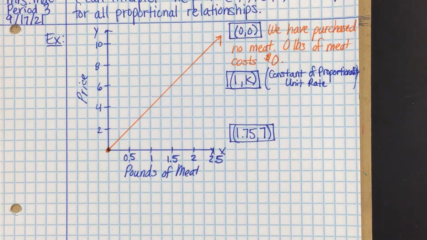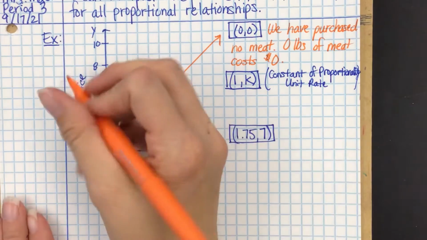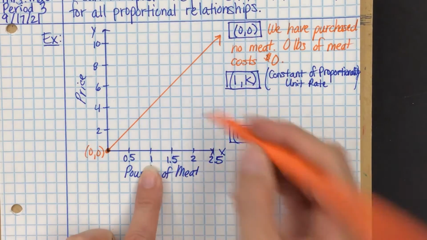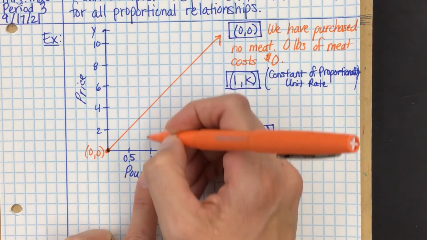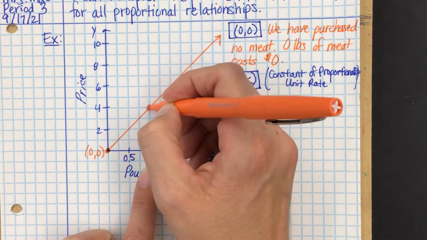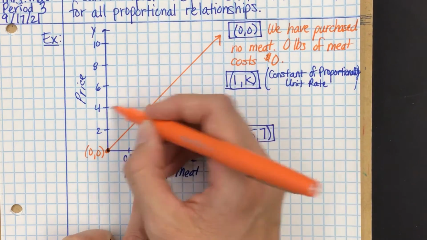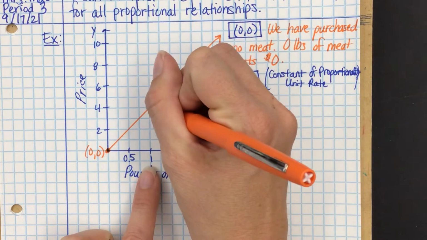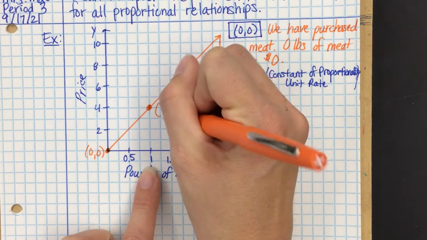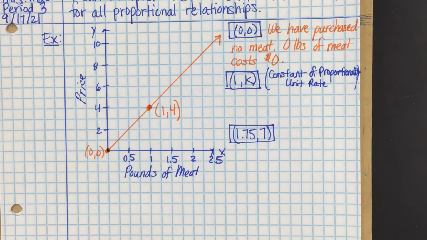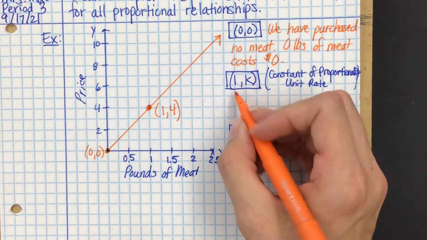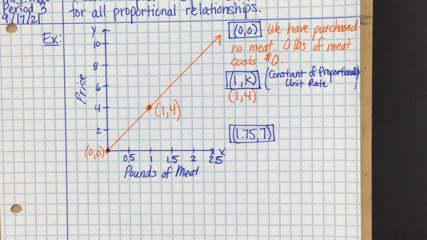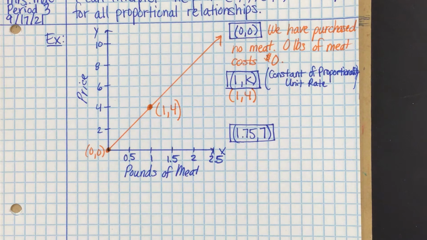Well, let's find that on our graph. We already pointed out that this point right here is 0, 0. Now to find it, we know our x value is 1, and we're going to go up until we hit that point. And then we can go across and see that our y value is 4. So this is the point 1, 4, or 1, K. So I'm going to put that point under here just so that we know that for this graph, 1, K is 1, 4.